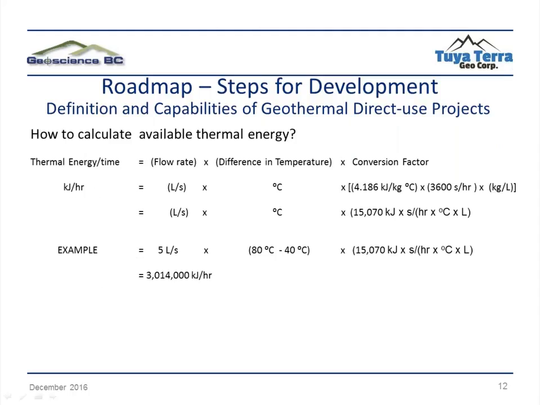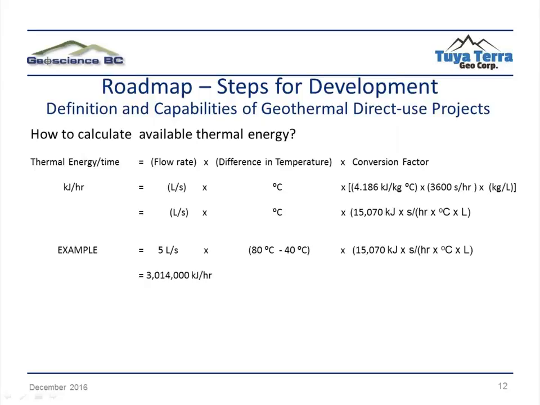So over the next couple of slides, I'm going to take you through an example of a calculation that is provided in the roadmap. And essentially what this calculation does is provides you a way to calculate what the available thermal energy would be if you knew the characteristics of a geothermal resource. So you would need to know things like flow rate and the difference in temperature. So at what temperature are you extracting the fluid of the geothermal resource, and at what temperature are you putting it back into the system?